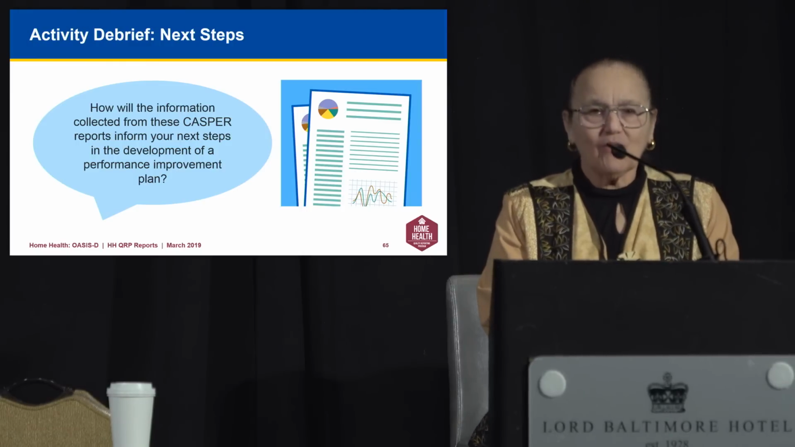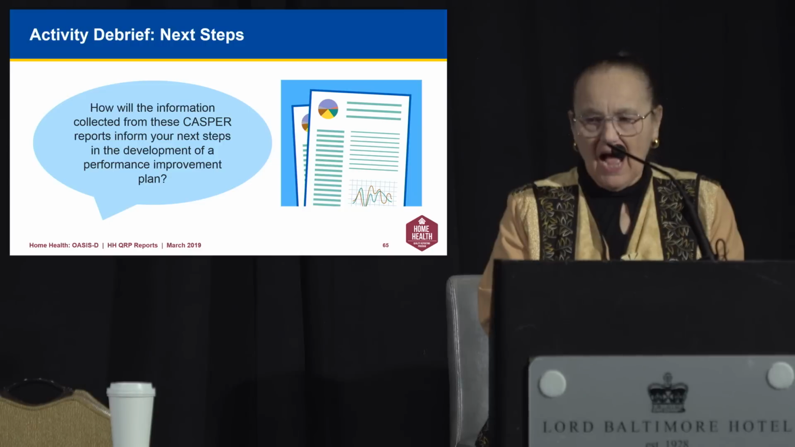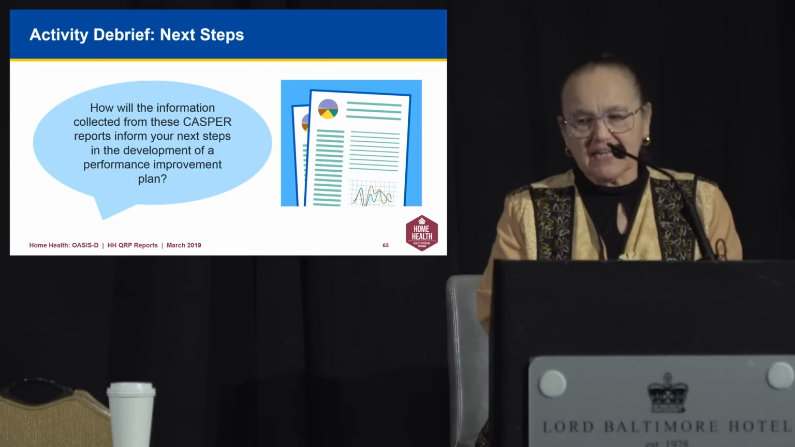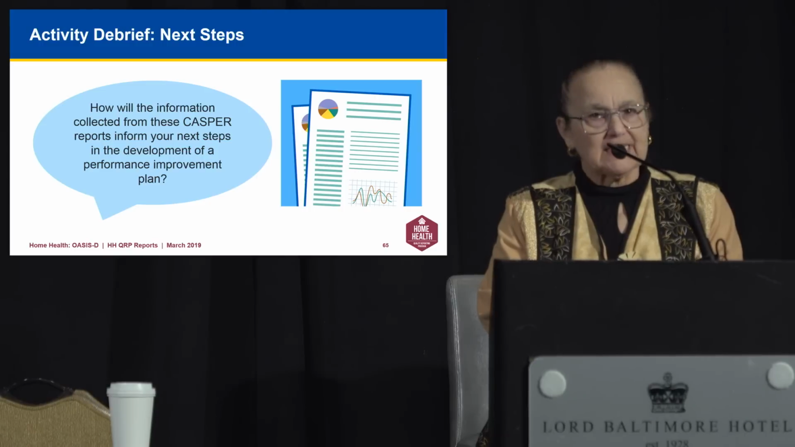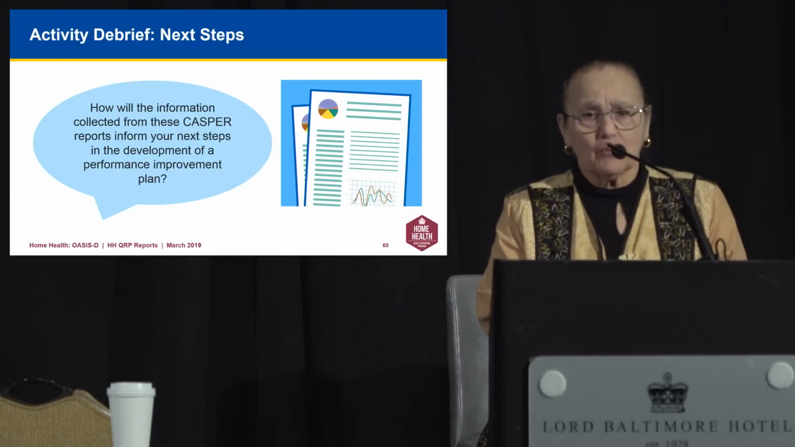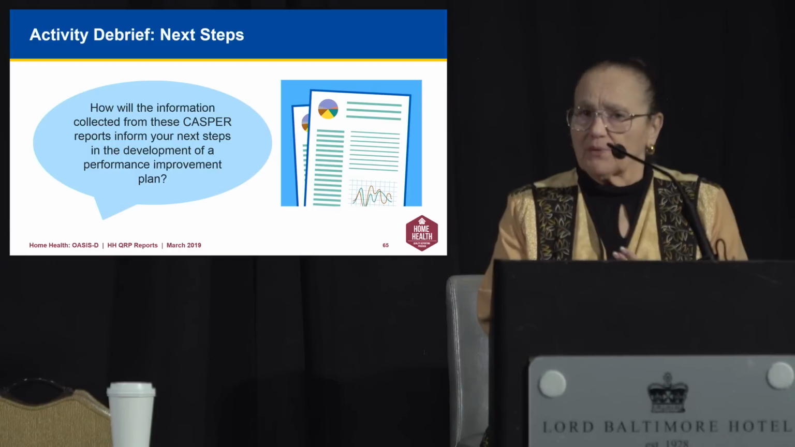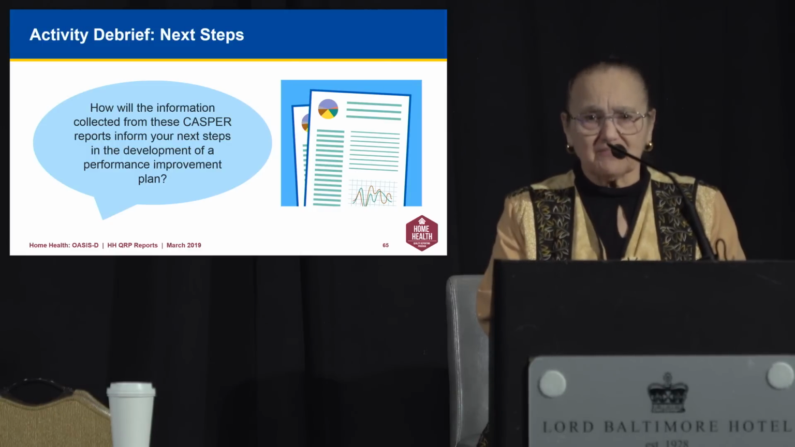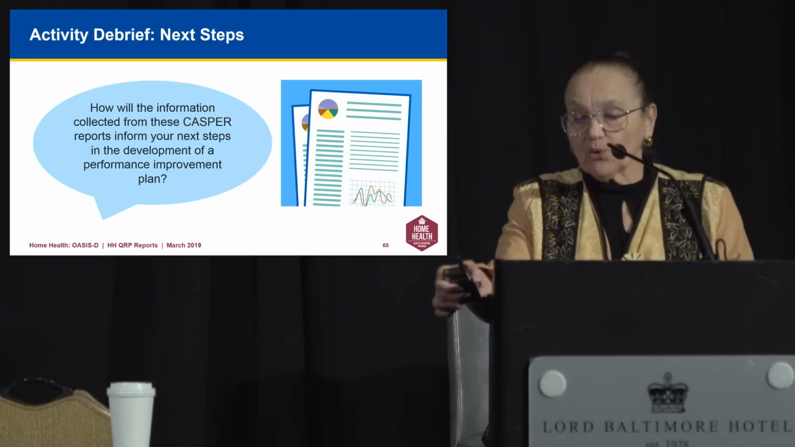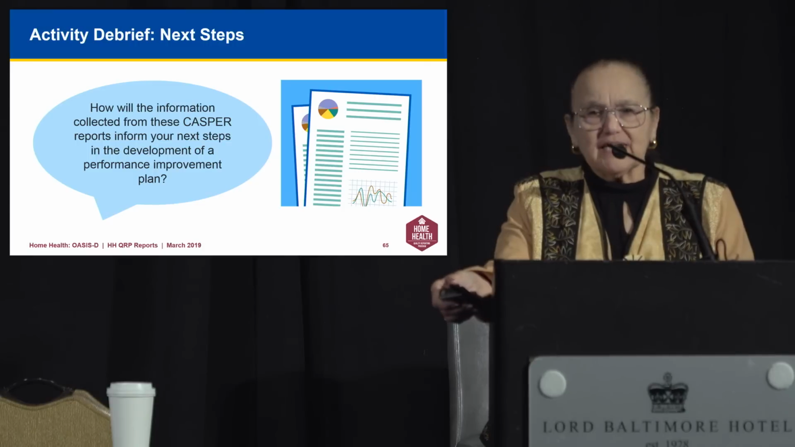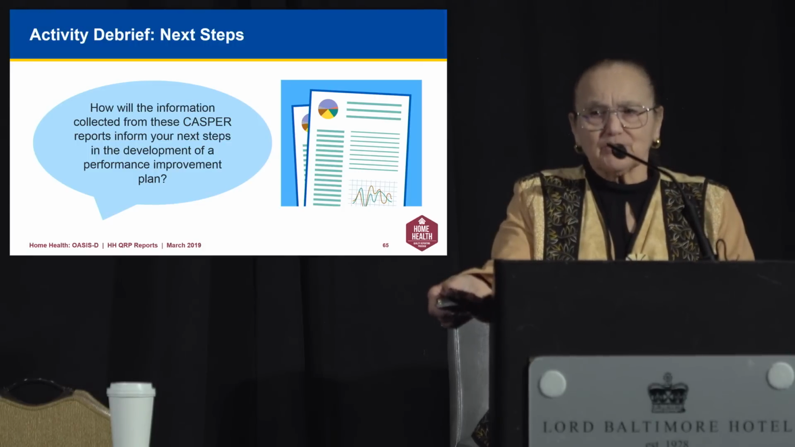Okay. So now the question is, how will the information that you've collected from these CASPER reports inform your next steps to develop a performance improvement plan? We've learned something. With Mr. Collins, 3 times, there was no two-way communication follow-up with the physician. With the second patient, the same was the problem. With the third one, we apparently didn't even assess it at all. So what does this tell us? What would you think that you would need to do in order to address this problem?